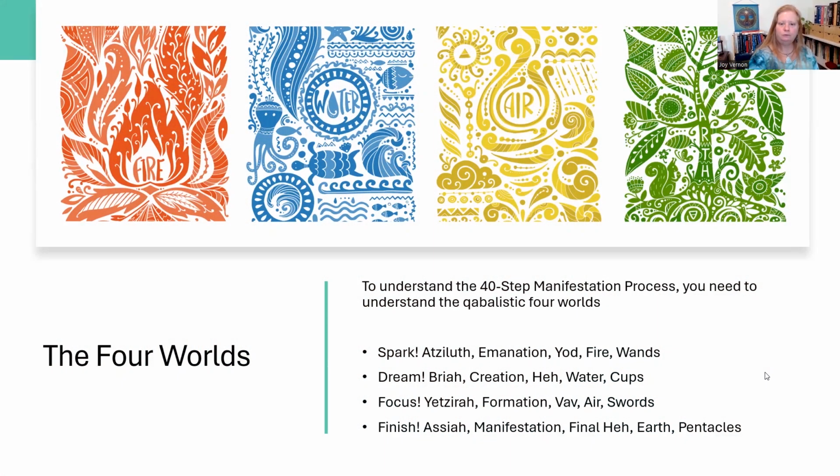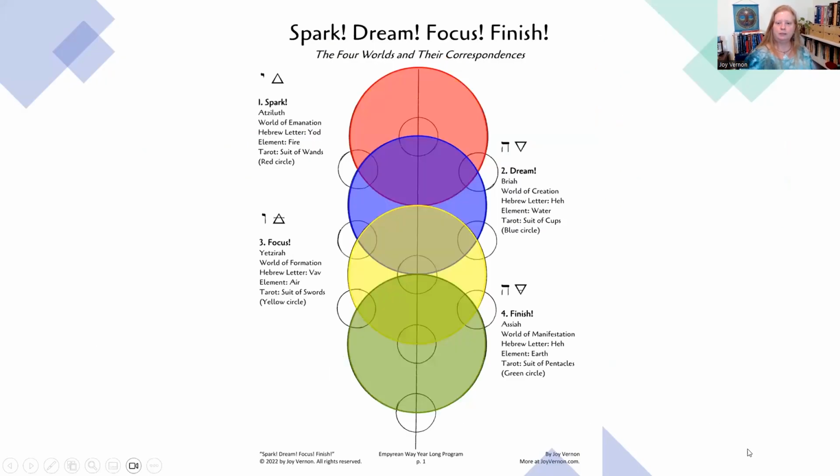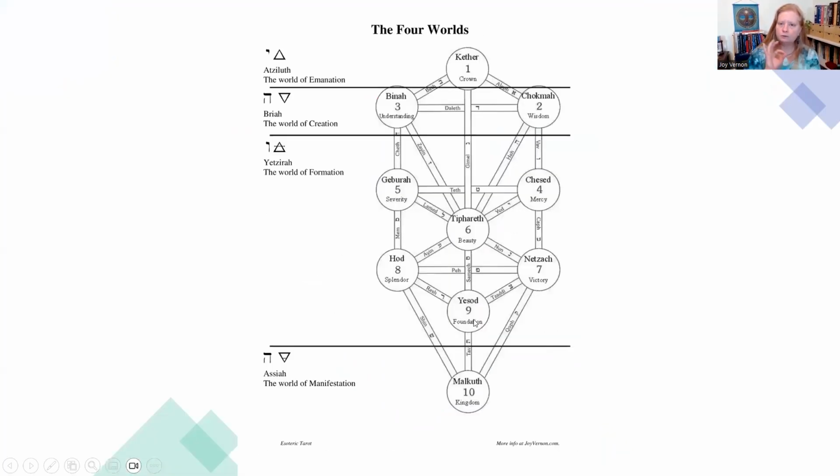So now, looking at the four worlds, we've got this and then another slide. So here's just another way of looking at it. It's got the tree. I want to say that the four circles here, this is the way they overlap, but it's not necessarily the way they interact with the 10 Sephirot. We'll see that next. But the four worlds are considered to overlap. So the red circle is spark, the blue circle is dream, the yellow circle is focus, the green circle is finish. And so there are different ways of placing those four worlds on the tree.